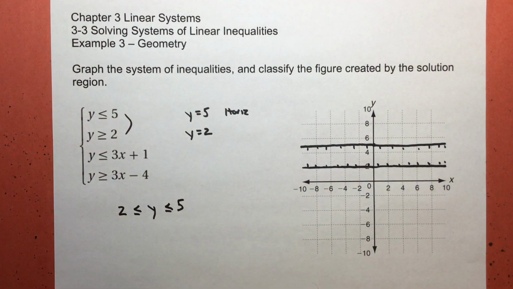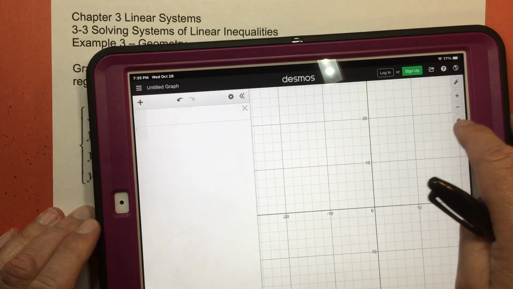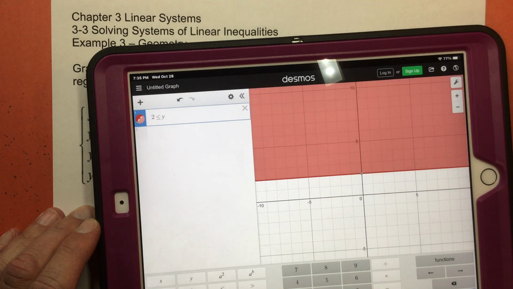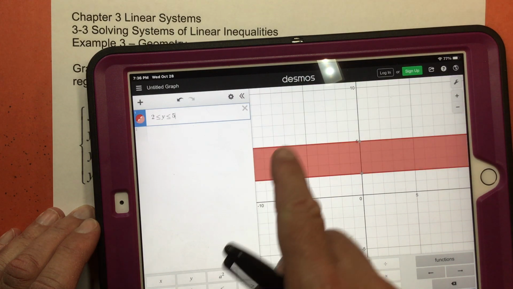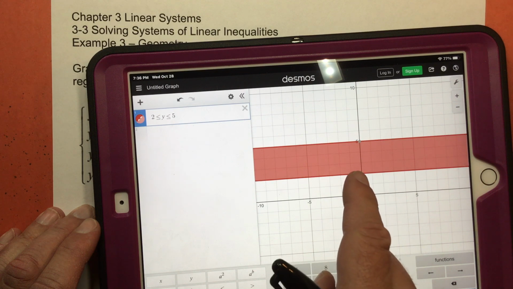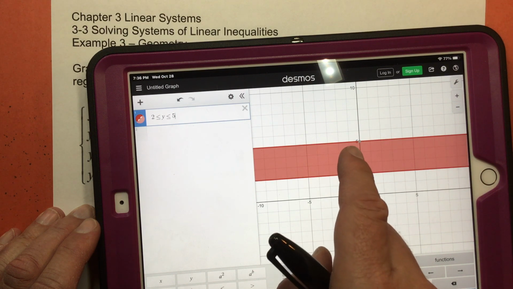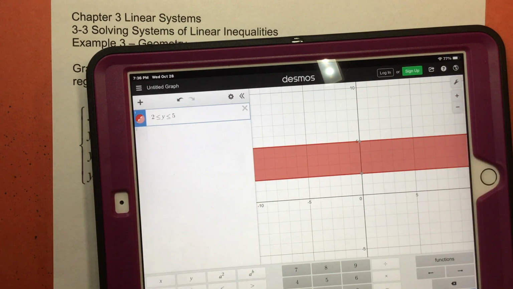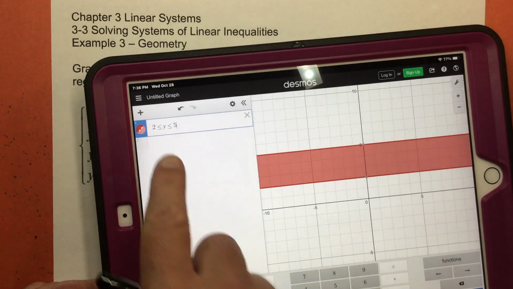And if I do Desmos, go back to this one, 2 is less than or equal to y is less than or equal to 5. That's given me this area on the graph where all the y values are 2 or more, but they're less than or equal to 5. So all of this red area is the space that's between those two. This is how we have to do it on Desmos.